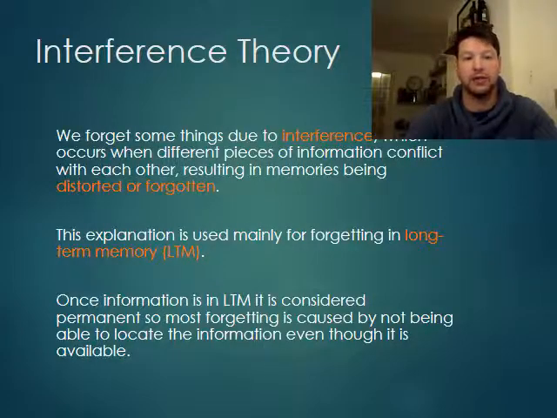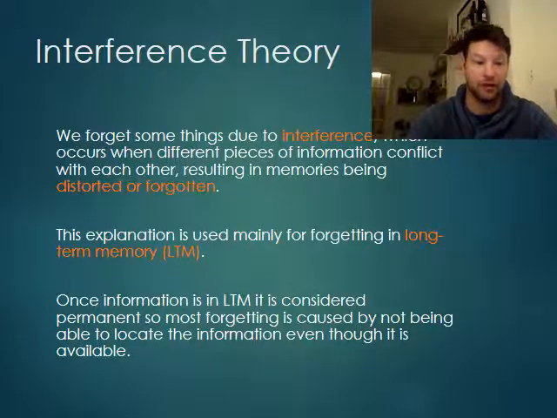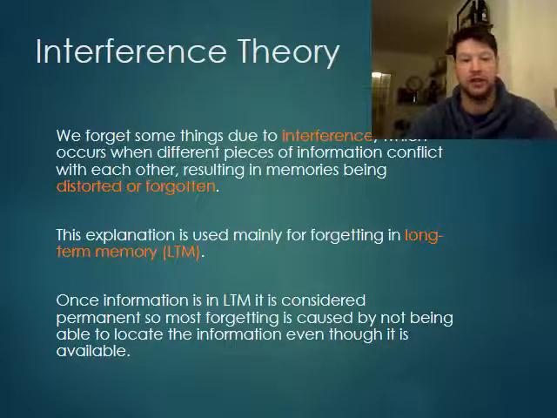Okay, so the first one, interference, which occurs when different pieces of information conflict with each other, resulting in memories being distorted or forgotten. I'll give you some examples as and when we get to them, but it's mainly used for long-term memory. As always, I've highlighted the keywords that you definitely need to get down. If you want to write the whole slide, that's up to you. But it's interference, and it's when things conflict, interfere with each other, and it's mainly in the long-term memory.